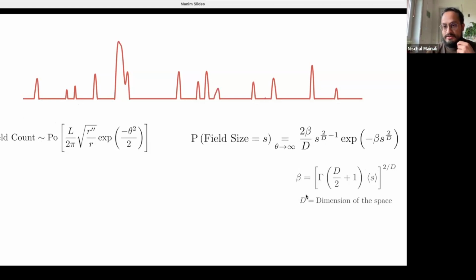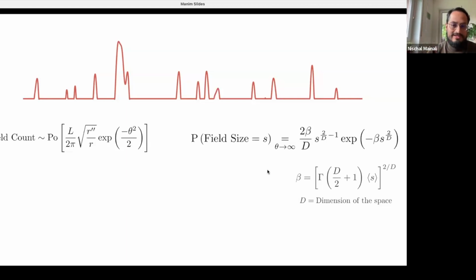And more interestingly, you'll note that this expression has d here, which is the dimension of the space, meaning that the distribution of field sizes has a dependence on the dimension that the animal is in. So in d equal to 1, that is in a tunnel, for example, it would give a different distribution as opposed to d equal to 2, that is in an arena.